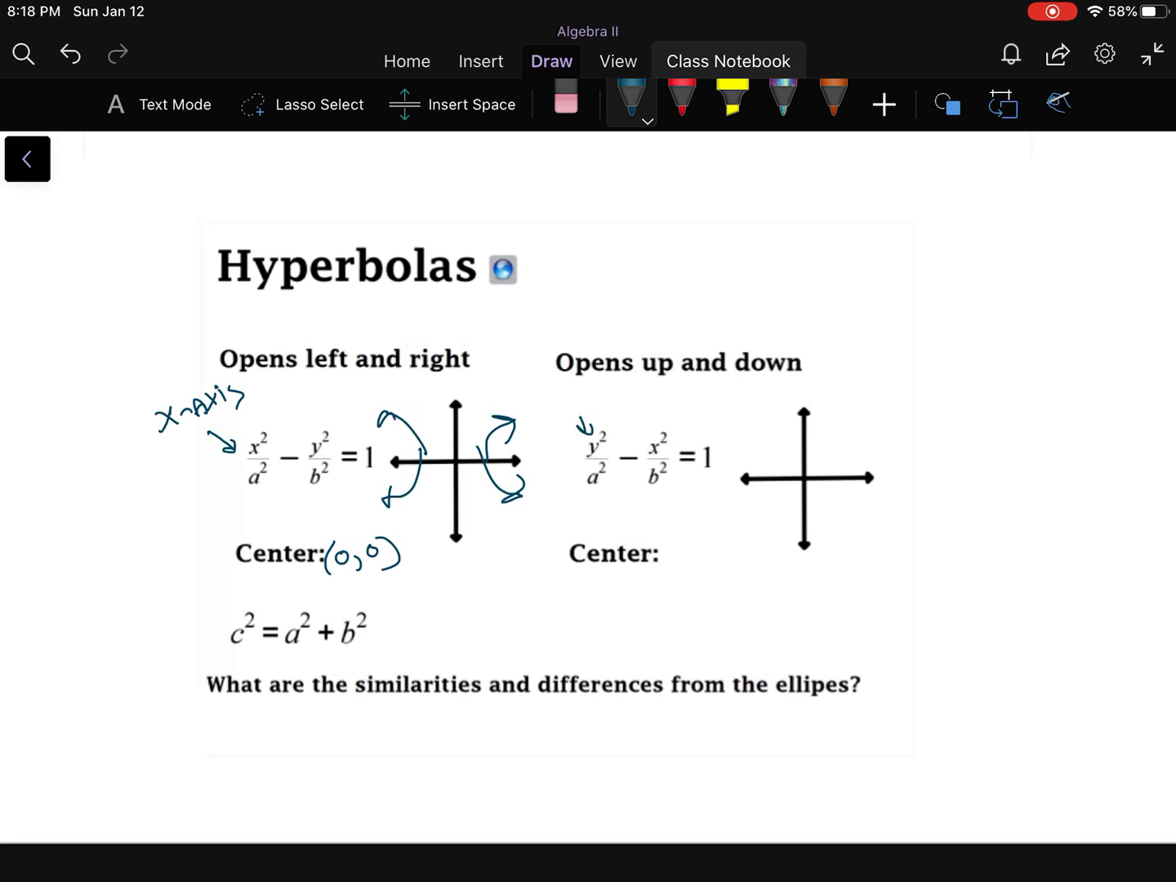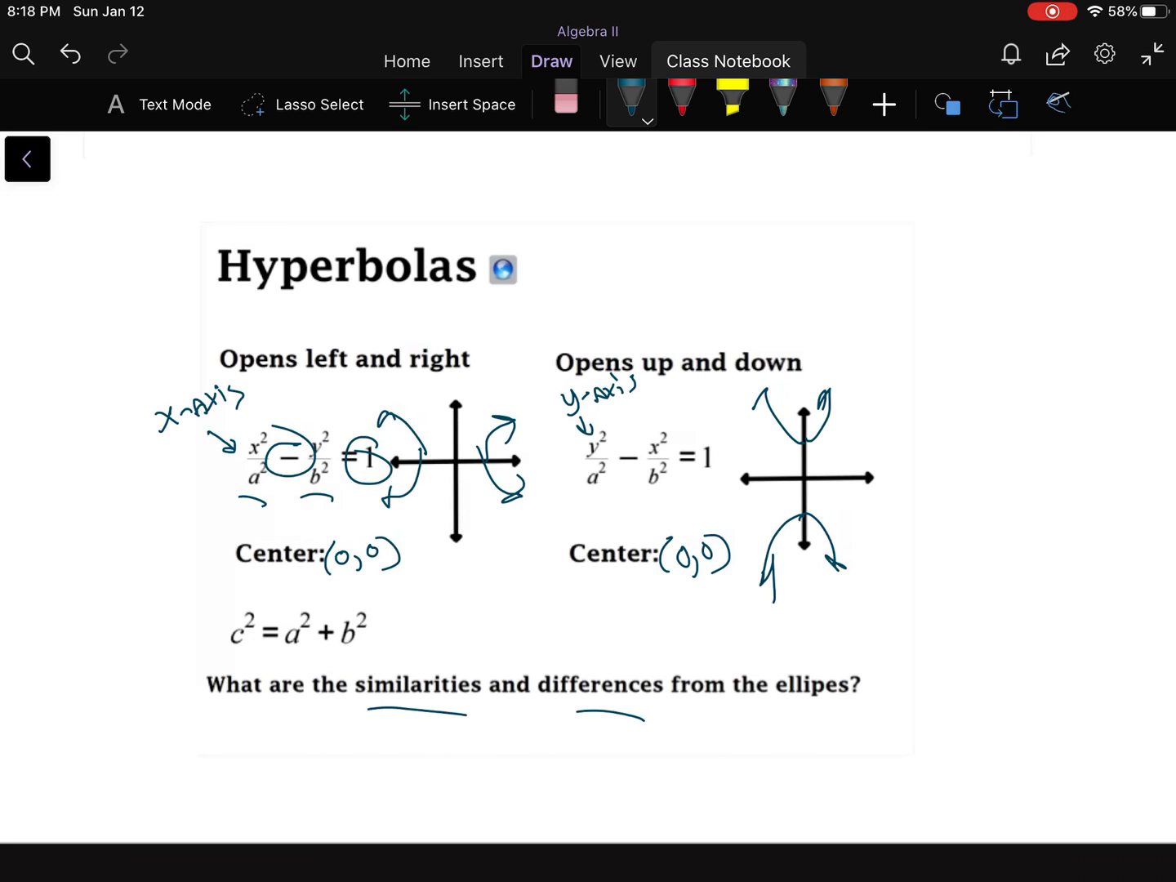Okay. Now when y is positive, the y-axis is going to be your major axis. So now it's up and down like that. Okay, and again, your center is going to be 0, 0. So it's very similar to the ellipse where it's got to be equal to 1. There's an a value and a b value. But what's different about it now is that there's this minus.